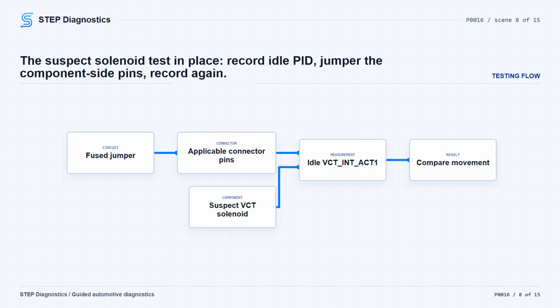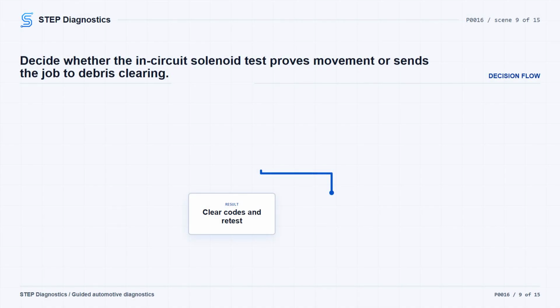Then use a 5 amp fused jumper wire across the component side pins for the applicable connector. C1542 pin 1 to C1542 pin 2. C1369 pin 1 to C1369 pin 2. C1370 pin 1 to C1370 pin 2. Or C1625 pin 1 to C1625 pin 2. Record the PID value again at idle.